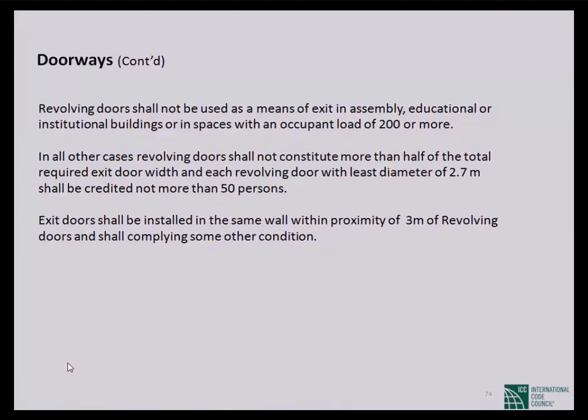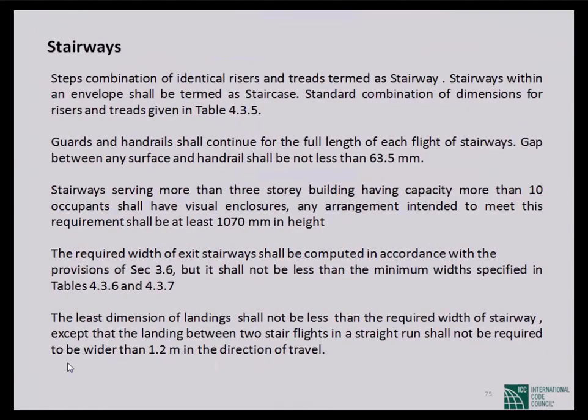So now, in the mercantile assembly or in the assembly, you need a revolving door or a different type of door. If it is a revolving door, you need some other parameters to consider: the number of occupants, the speed of the revolution. So you need a lot of things to consider.